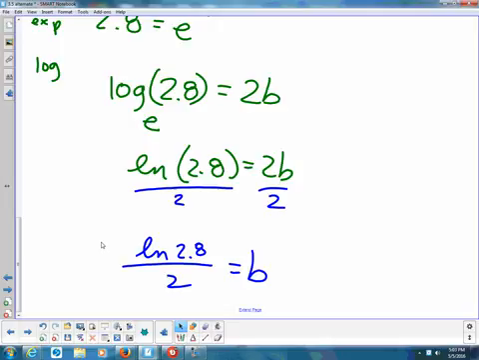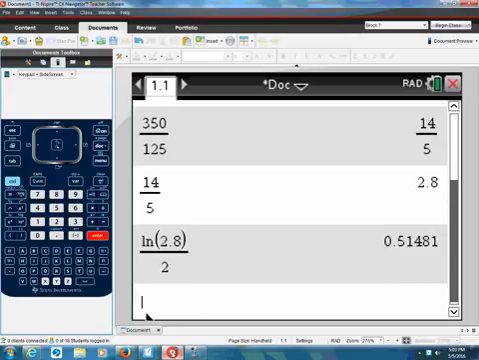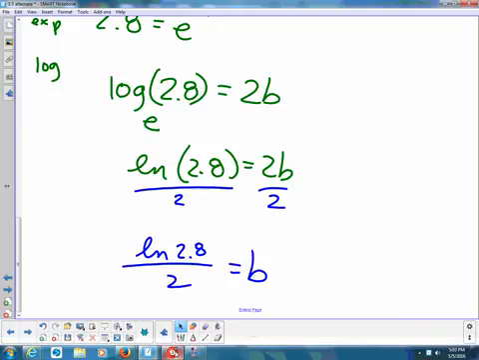ln of 2.8 divided by 2. So I want ln of my answer, which was 2.8. Right click, and I want to divide that by 2. Right, ln of 2.8 divided by 2. And so I get 0.5148. So let me write that down, 0.5148.